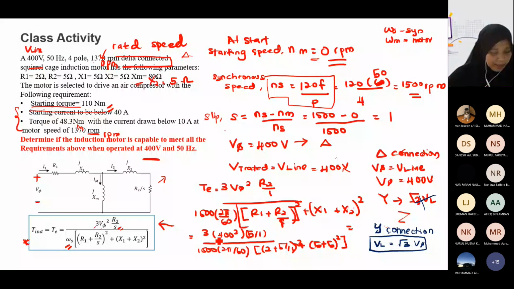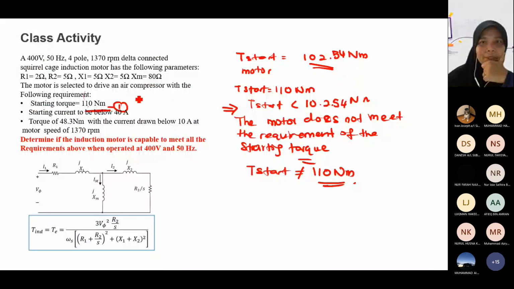How much torque did you get last week? Do you remember? Okay. So you got the torque at starting equal to 102.54 Newton meter. So based on this calculation, the motor does not meet the requirement of starting torque because T start is not equal to 110 Newton meter. So we can say that this motor is not suitable to run the compressor. But later we can change this and we can see what we can do. Okay, on the speed control later we can use this.